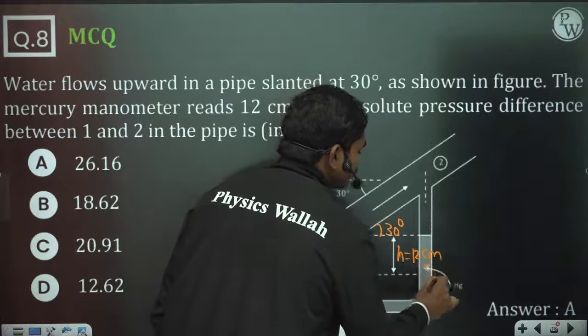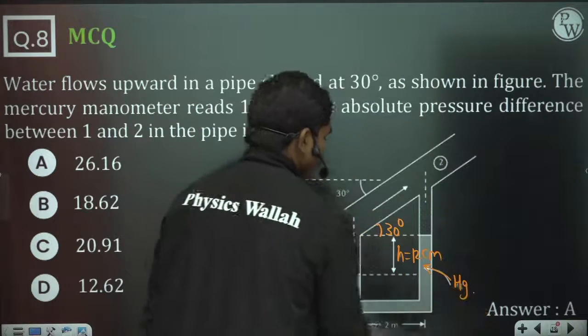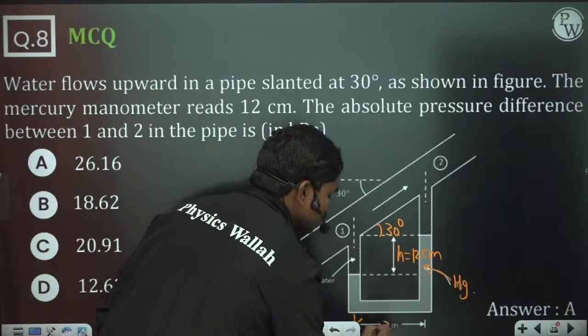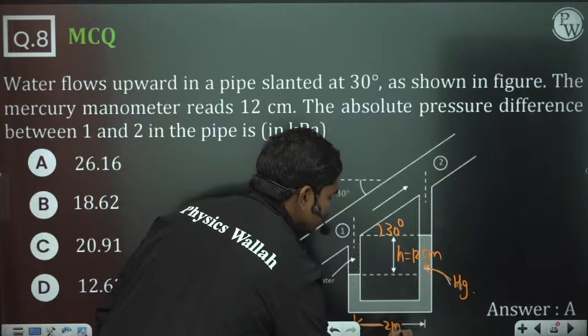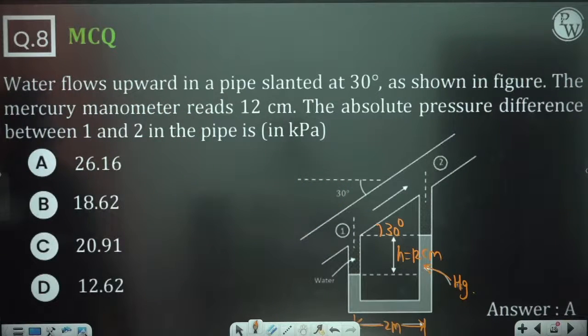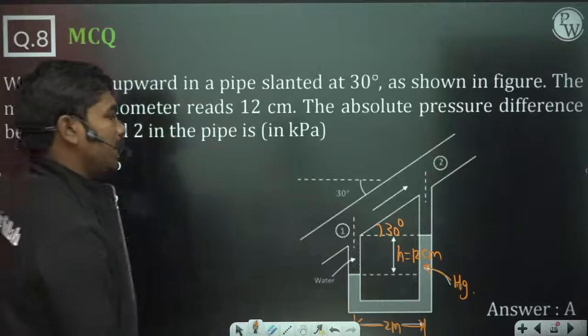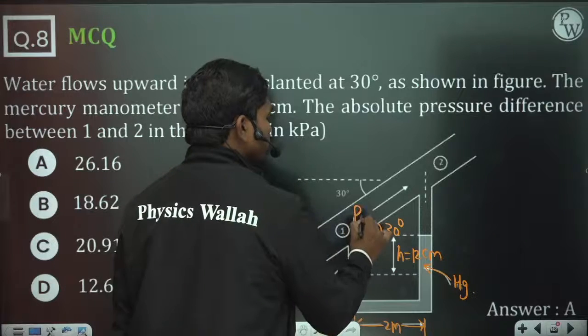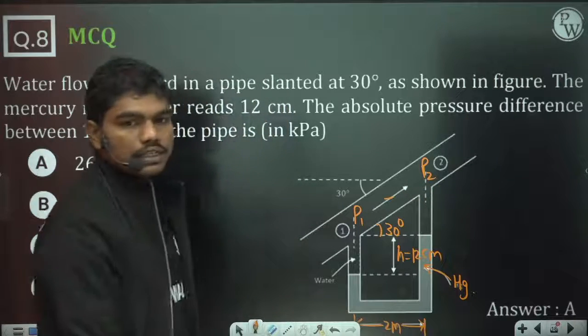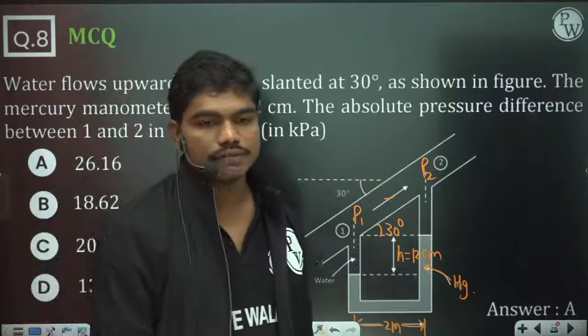So this is mercury, and this length is 2 meters. The absolute pressure difference between 1 and 2 in the pipes is dash. So P1 minus P2, magnitude. What is the magnitude of P1 minus P2? This is what they're asking you. What is the difference in the pressure?